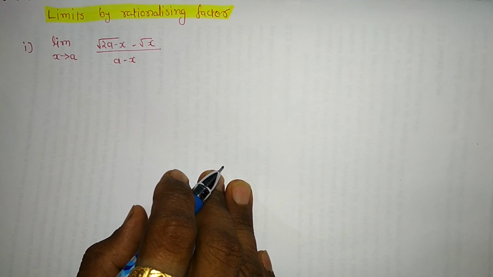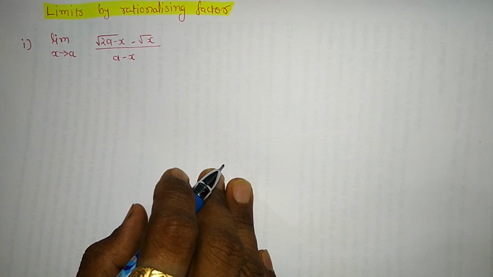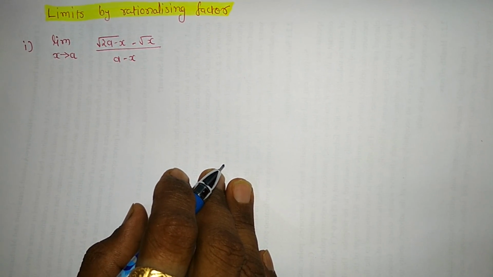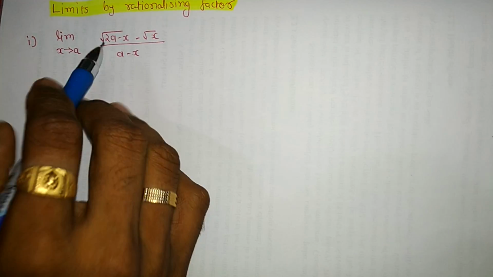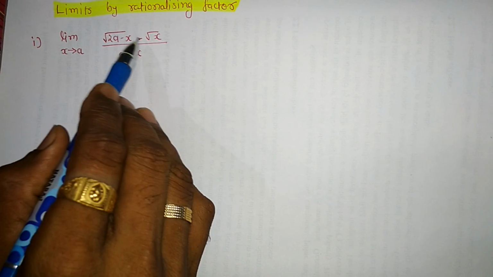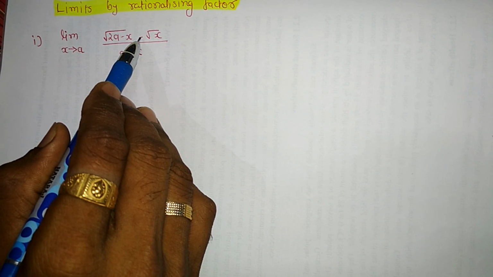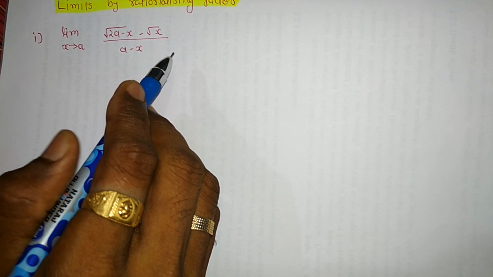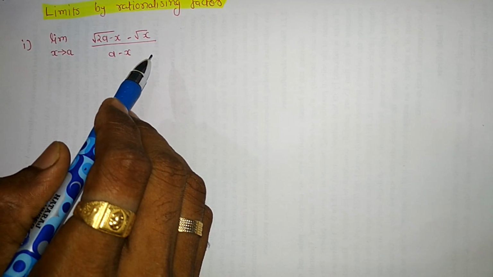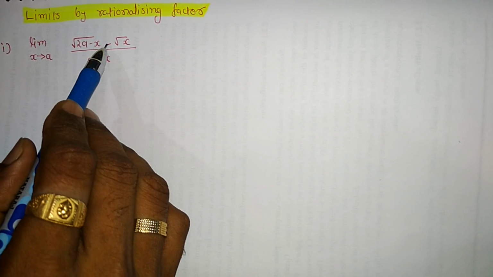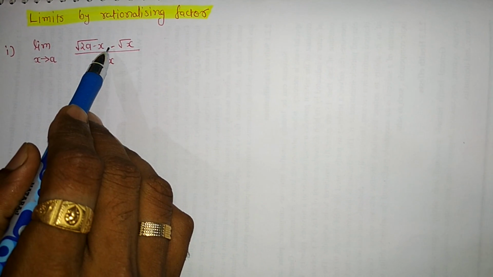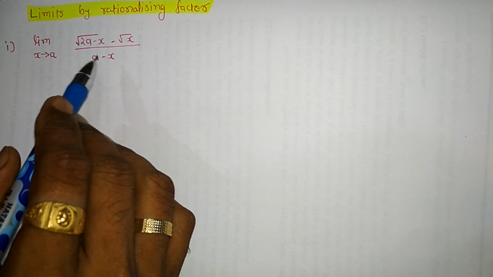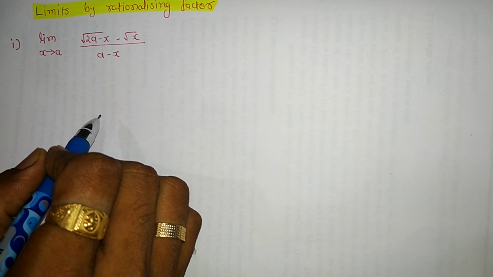Hello friends, today we will see limits by rationalizing factor. So, when to use this rationalizing factor? When you see this root and minus and root, at that time you need to use rationalizing factor. What it means? Whenever you see minus and root after or before minus, you can use rationalizing factor.